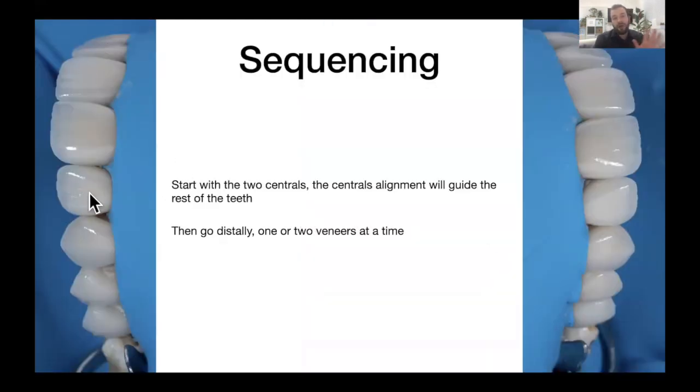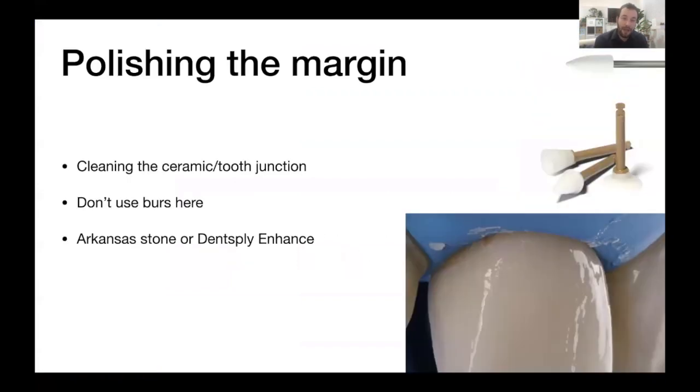So now we talked about how to bond one tooth, or in this case, two teeth, the centrals. Next, you will go to the laterals and so on. And that's how you finish your case. The last thing you want to do is polish the margins. Why do you need to polish the margins?